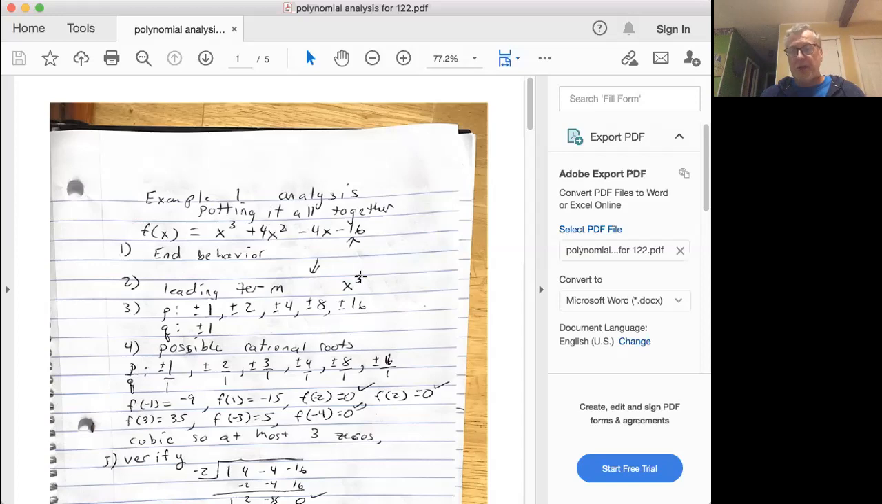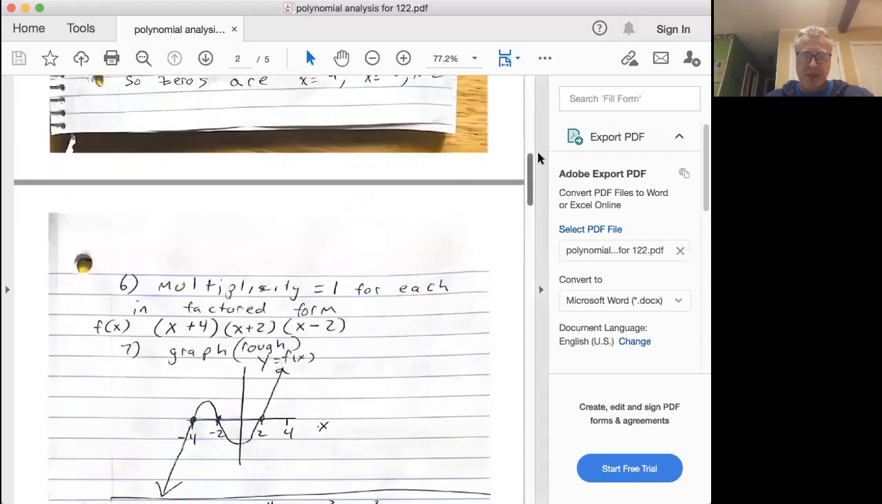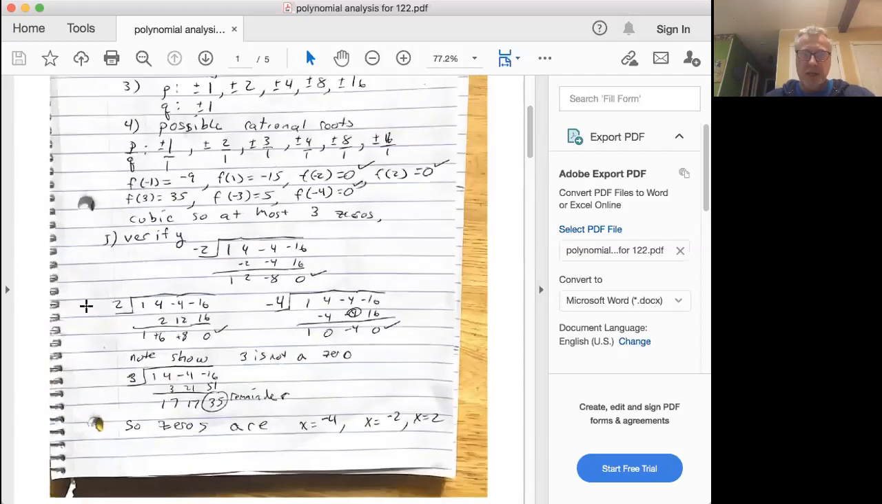Now, as it turns out, since it's a cubic, we can have at most 3 x-intercepts or zeros, and all 3 of these are found. One is found at minus 2, the other one at 2, and the third one at minus 4. So to verify that each one of these is a zero, we do synthetic division. So let's talk about synthetic division for a minute. We'll start with the root minus 2.